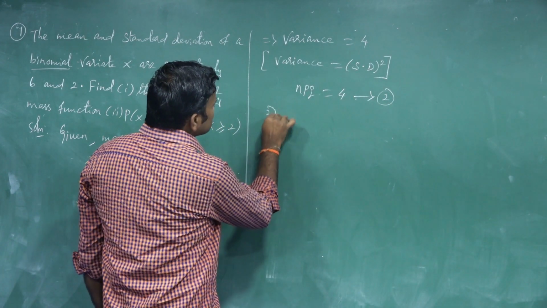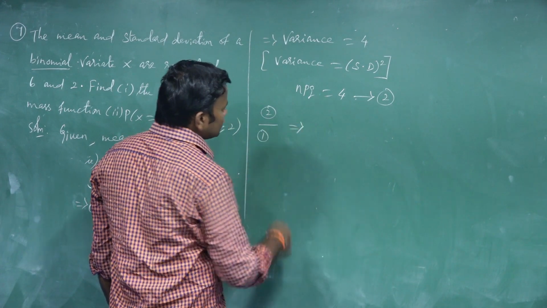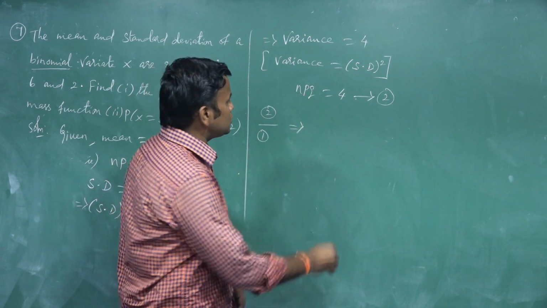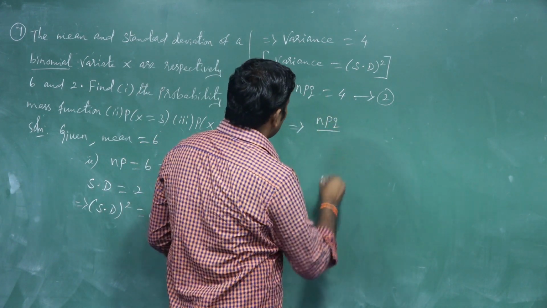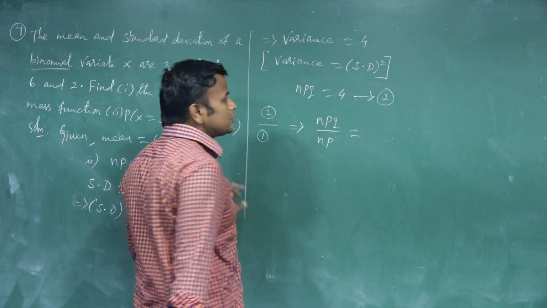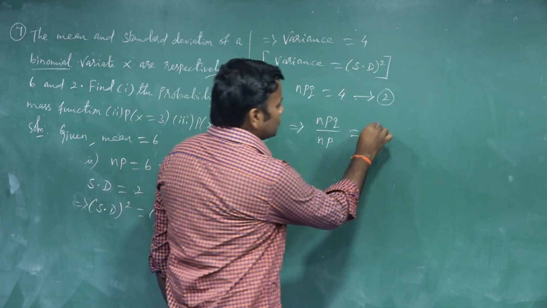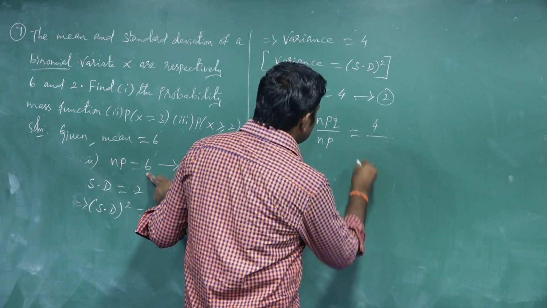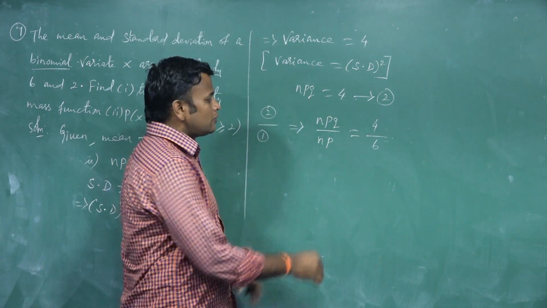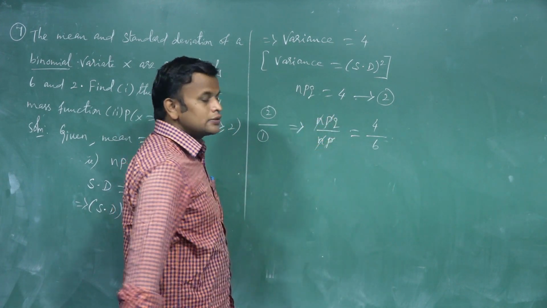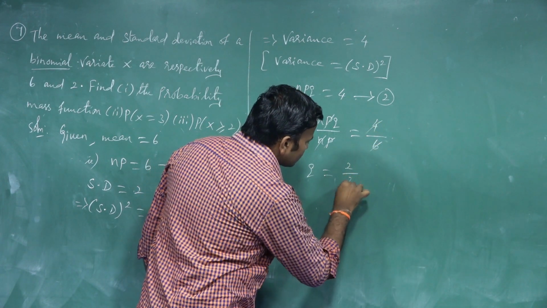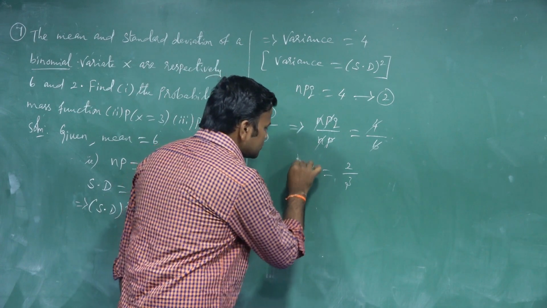For this purpose, I divide 2 by 1. The simplification is your choice. I divide the second equation by the first equation. The second equation LHS npq by the first equation LHS np is equal to the second equation RHS 4 by the first equation RHS 6. Now you understand why we divide here. When we divide, we cancel np directly, so the value of q will come. So the value of q is 2 by 3.